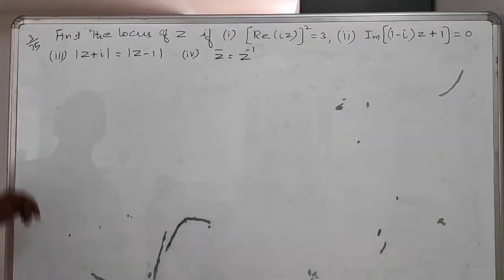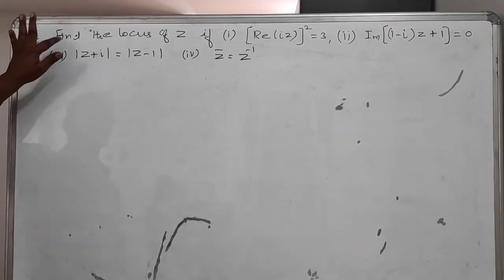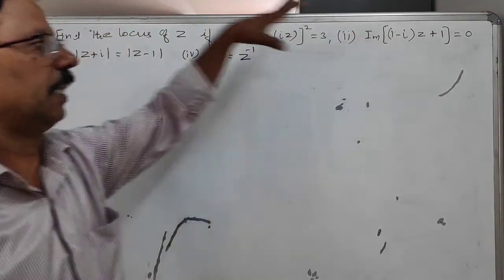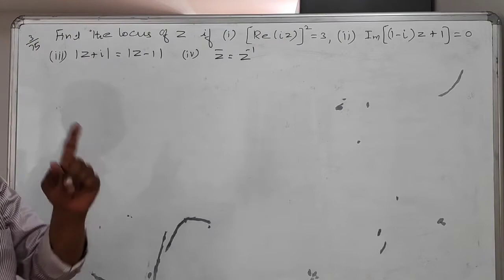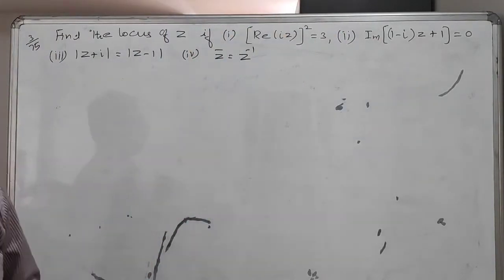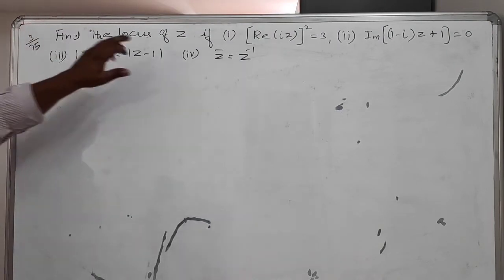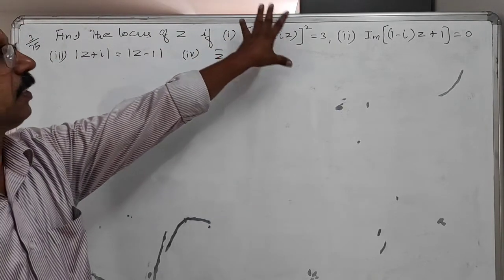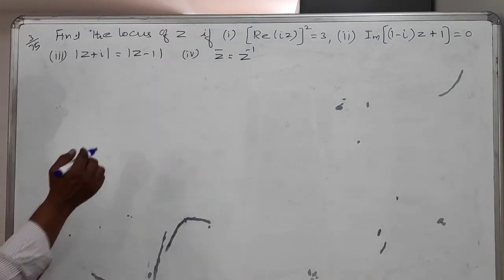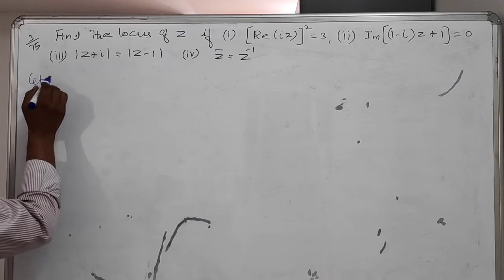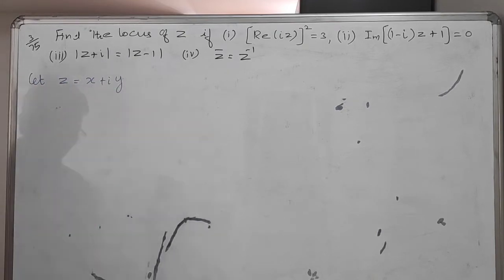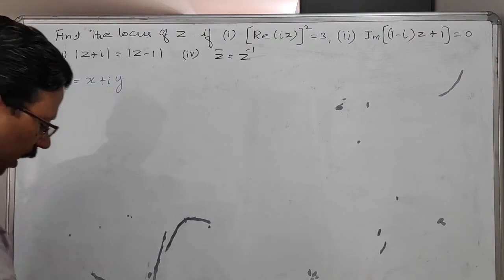Okay. Likewise, problem number 3. Find the locus of z if four subdivisions are given, four conditions. In the previous case, you have seen only one condition, but here four subdivisions are given in four different conditions. Okay. Now let us find the first subdivision. Whatever the condition, first you have to define z. Z is a complex number. Therefore, you can write: let z is equal to x plus iy.